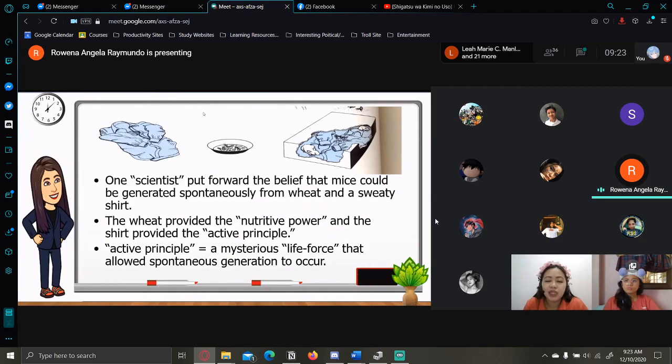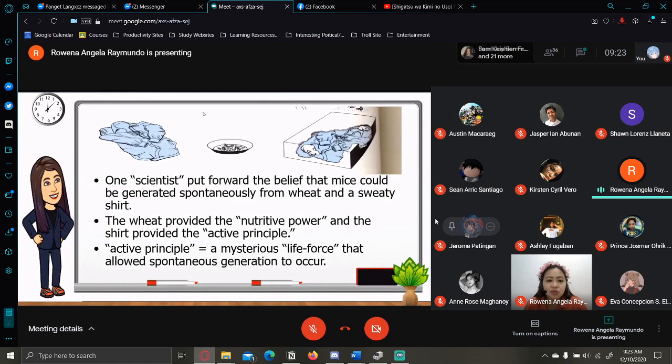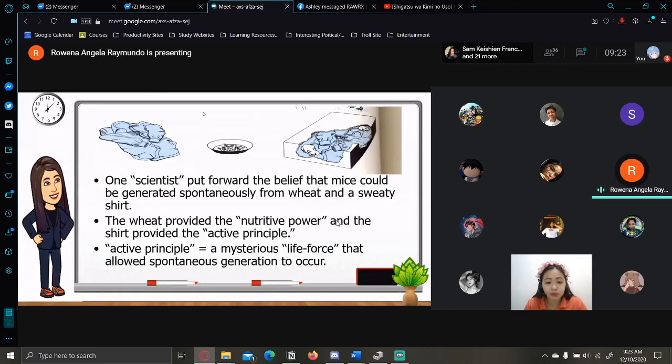Okay? Bakit ganun yung sinasabi nila? Maybe because yun yung na-observe nila during the time. Halimbawa, may maiwanan kang karne or meat. Eventually, magkakaroon siya ng maggots. Yung maggots, yun yung parang mga maliliit na uod na kulay white. Yung maggots na yun ay sila yung parang mga baby flies or langaw.